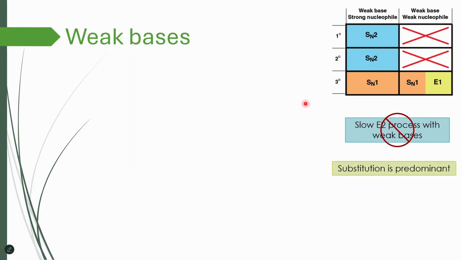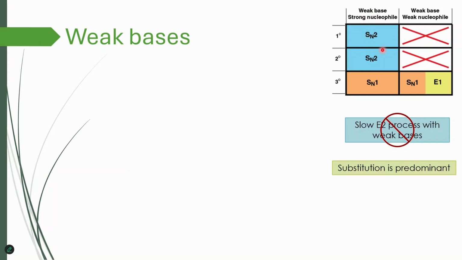So in general, substitution is predominant here. You have only one E1 here, as you can see, for tertiary substrate and weak base, right? And other than that, they are mainly substitution. So when you have a strong nucleophile but weak base, obviously your SN2 is going to predominate because it's fast and clean, right? For primary and secondary, it doesn't act as a base because it's a weak base. I'm talking about iodide, bromide, cyanide. We will talk about cyanide in detail, but these are those categories where you have a strong nucleophile and weak base.